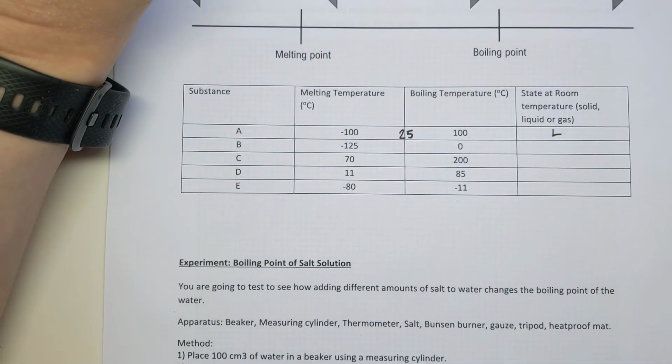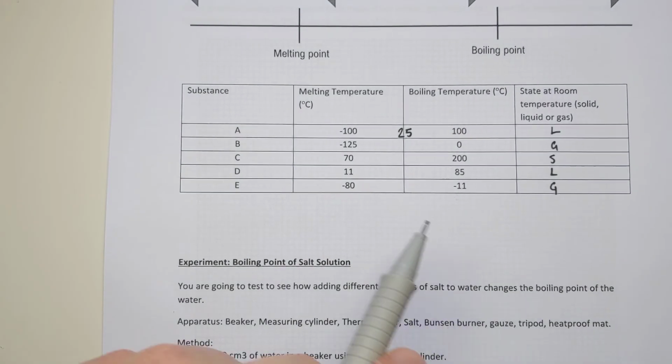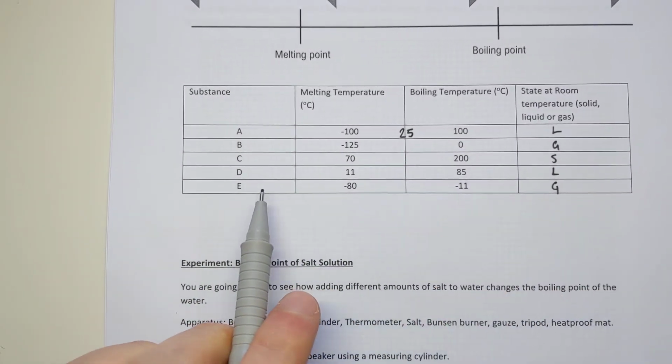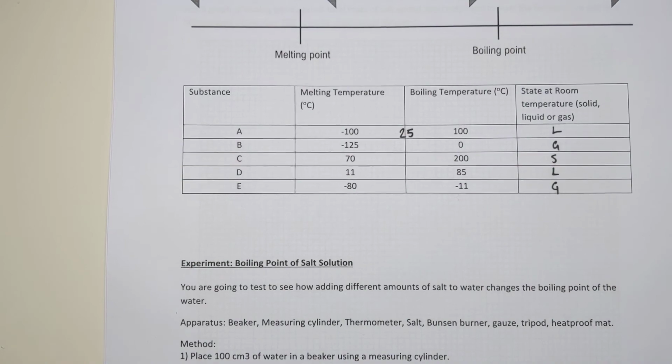So you can pause the video, have a go at the rest of them. I'm just going to write on the answers here in a second. So this is what you should have got. B is a gas, C is a solid, D is a liquid, E is a gas.